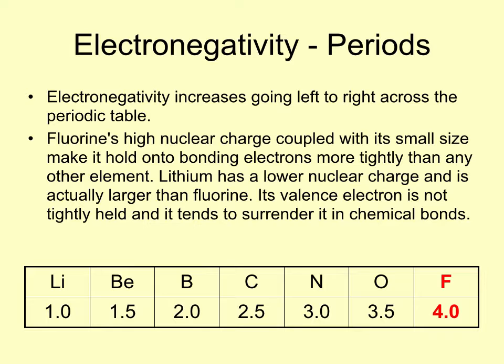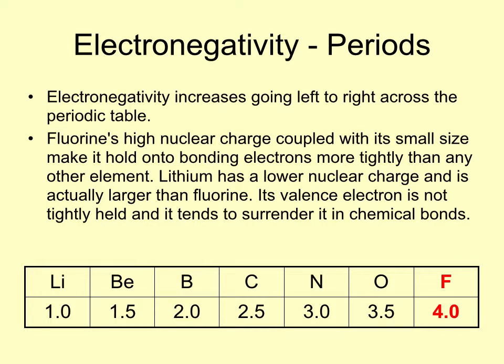Electronegativity will increase going from left to right across the periodic table. Fluorine has the highest electronegativity, and if you can just remember that one, it's a little easier to think about the trends of electronegativity. Fluorine has a high nuclear charge and it's also quite small, and that makes it able to hold on to those electrons more tightly than any other element.